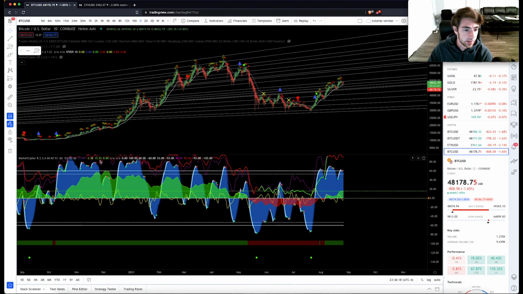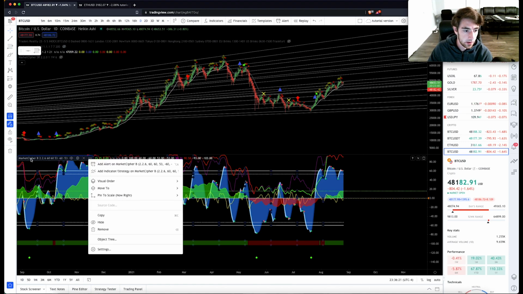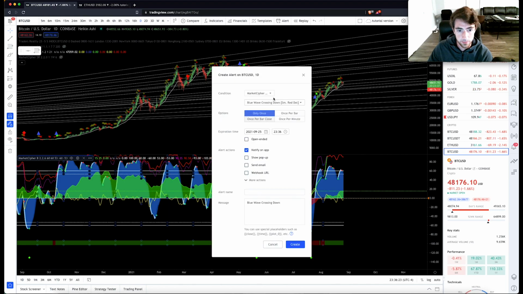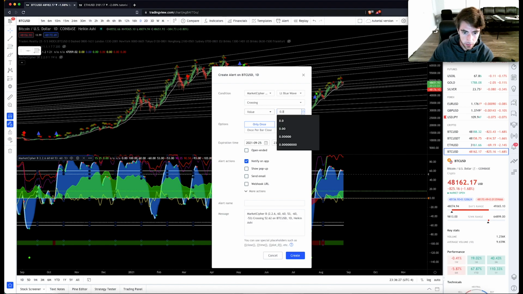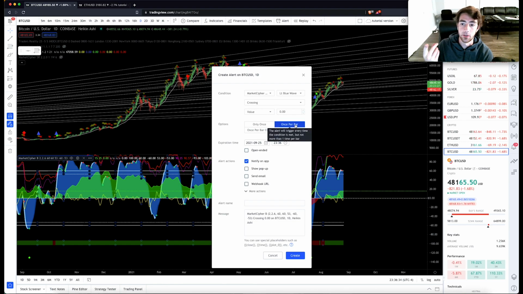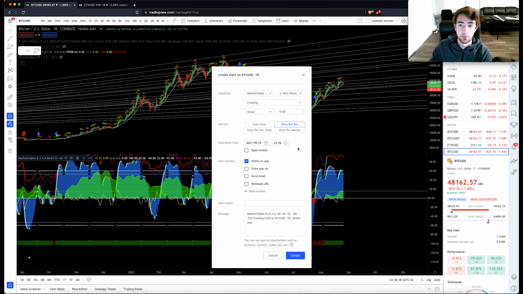So let me show you how to set that. We're going to go to the same thing, Market Cipher B, add alert, crossing, same exact thing so far, 0, 0. Once per bar or once per minute, depending on how often. Once per bar, every time it happens, it'll alert you once. Once per minute, it's going to keep pinging you every minute. Only once is just only once, but once per bar is every time it happens. I normally do once per bar.